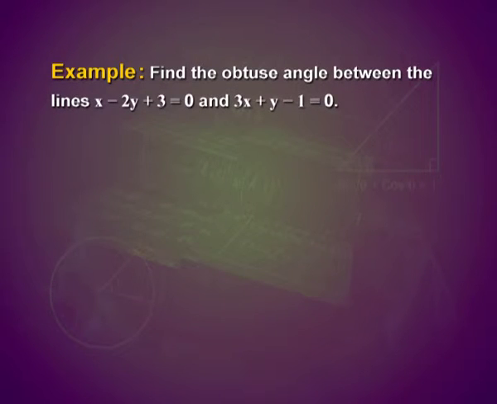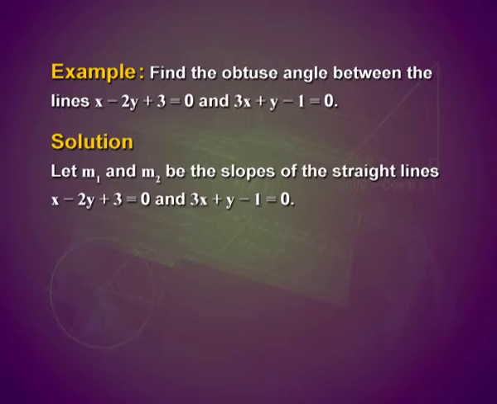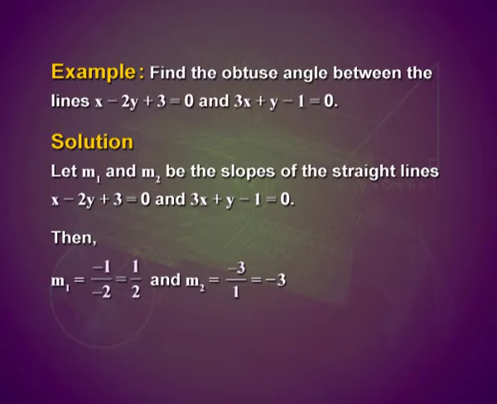Find the obtuse angle between the lines x minus 2y plus 3 is equal to 0 and 3x plus y minus 1 is equal to 0. Let us look into the solution. Let m1 and m2 be the slopes of the straight lines x minus 2y plus 3 is equal to 0 and 3x plus y minus 1 is equal to 0. Then m1 is equal to minus 1 upon minus 2 and m2 is equal to minus 3 upon 1, that is equal to minus 3.